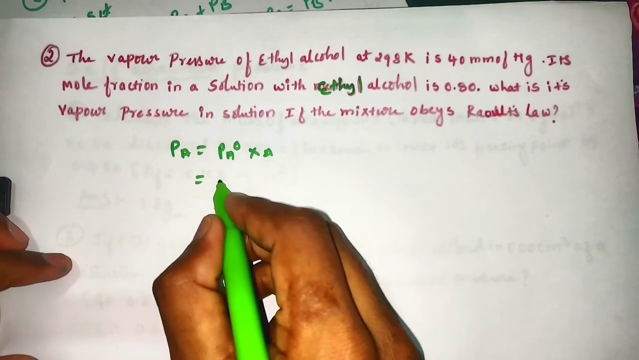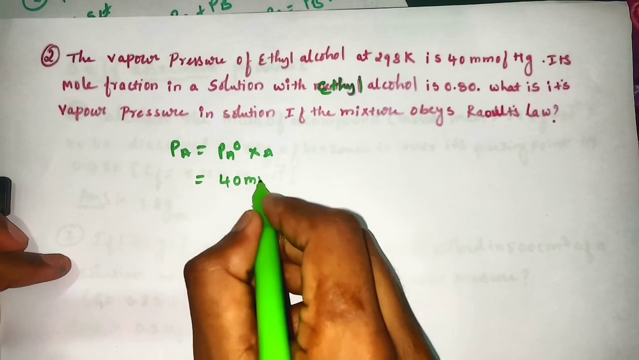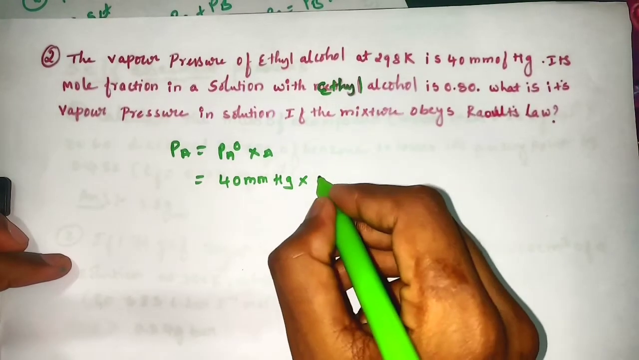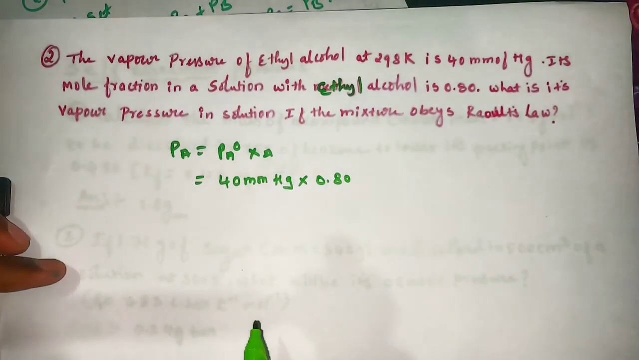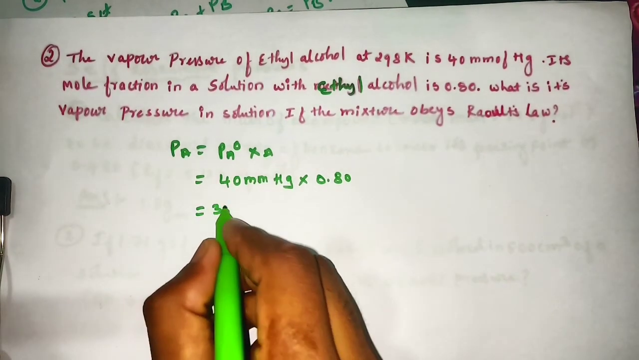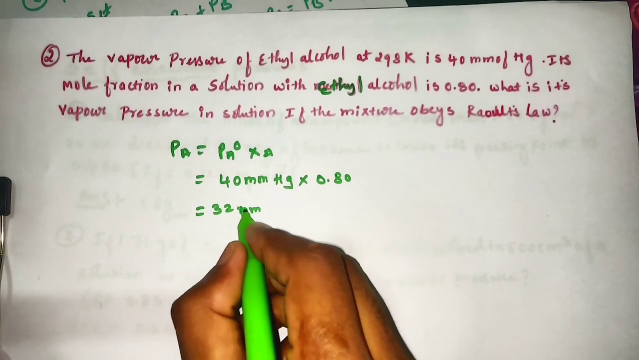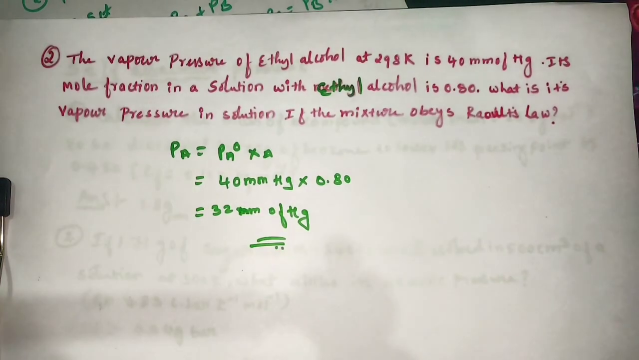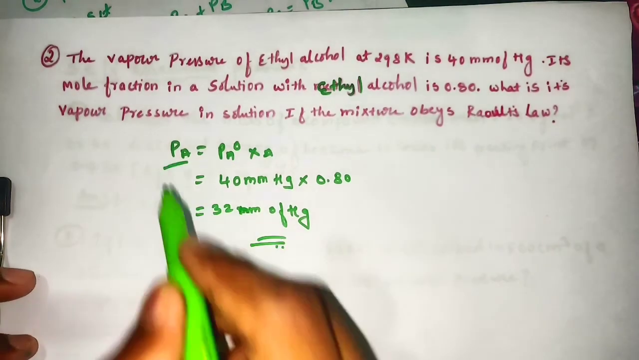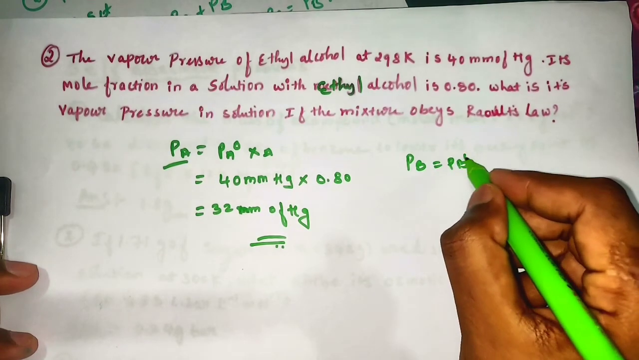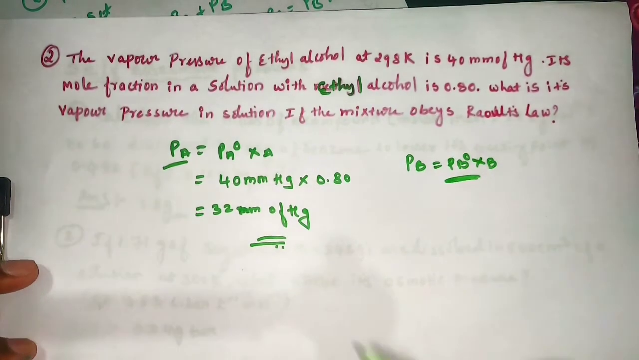PA they have given is 40 mm Hg, into mole fraction 0.80. Then the vapor pressure of ethyl alcohol in solution will be 32 mm of Hg. Like this, they can give two or more components. At that time we have to take how many components they have given. Like if here they have given PA, and PB also, then we can go with the formula PB naught into XB. We can do it the same way.